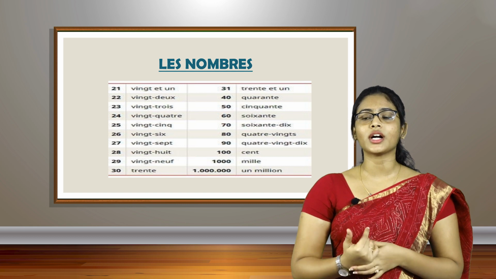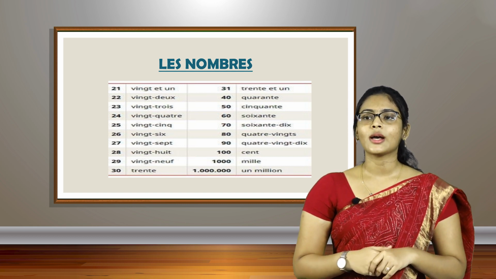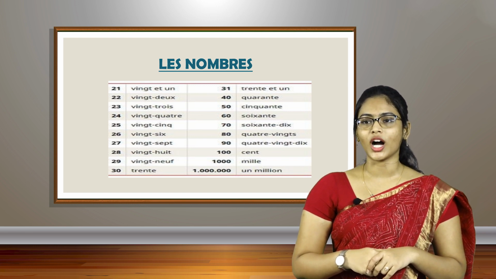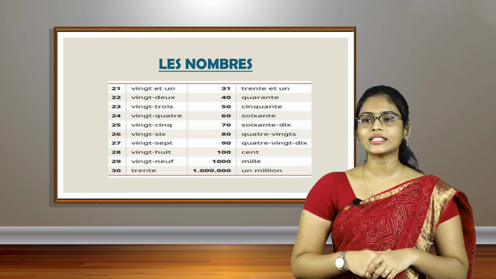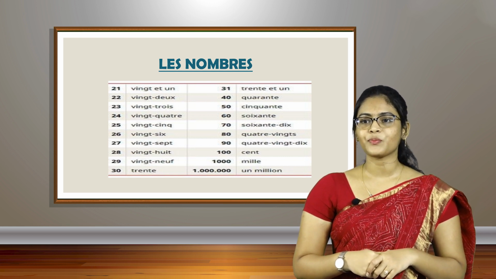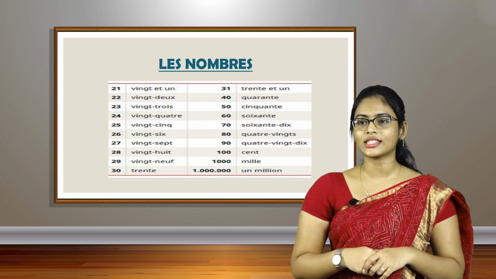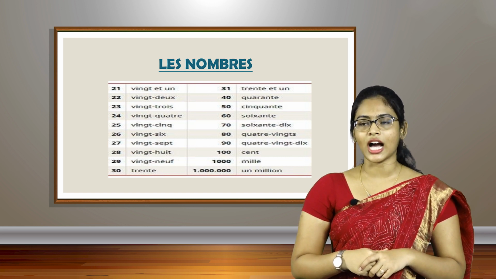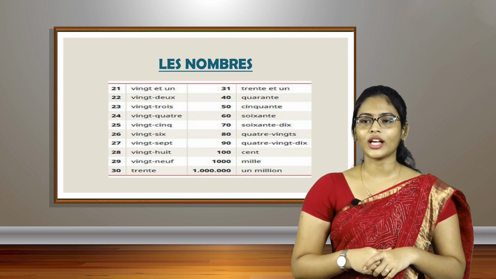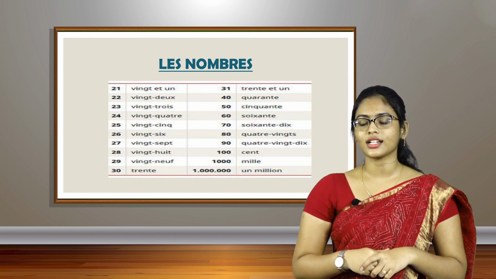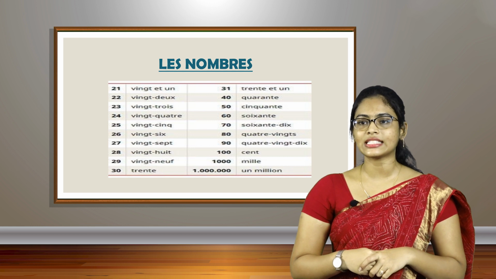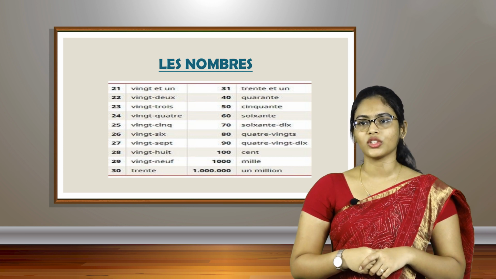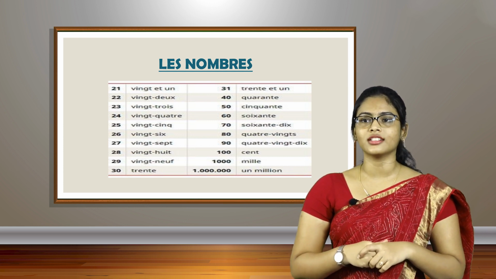So now 21 to 30. How do we say that? Vingt et un, vingt-deux, vingt-trois, vingt-quatre, vingt-cinq, vingt-six, vingt-sept, vingt-huit, vingt-neuf, trente. Je répète, 21, 22, 23, 24, 25, 26, 27, 28, 29 et 30. So this is how you do it for the other numbers also.